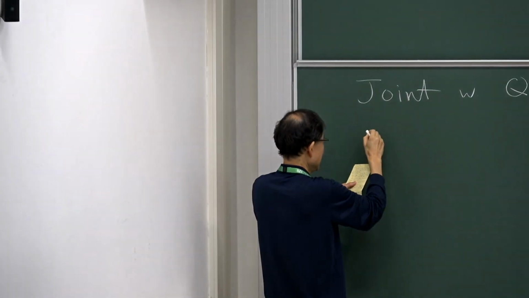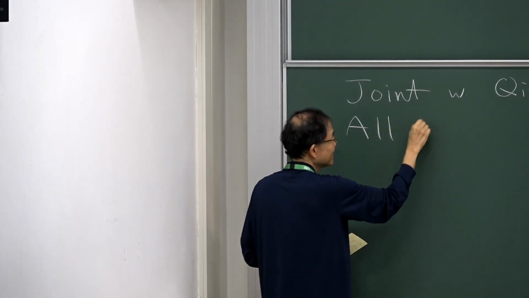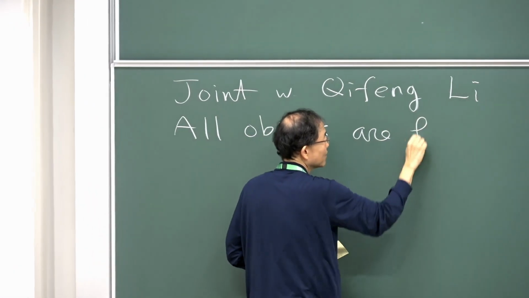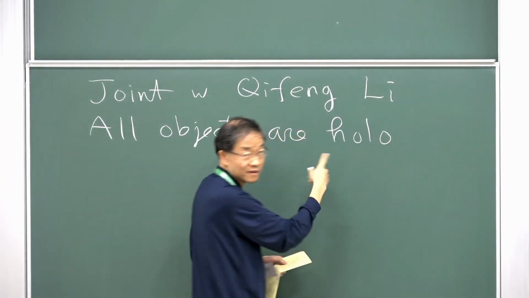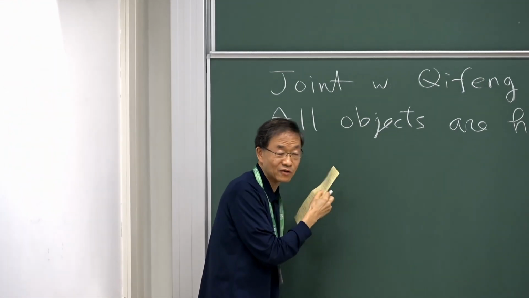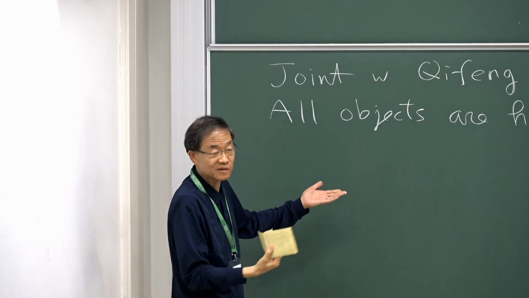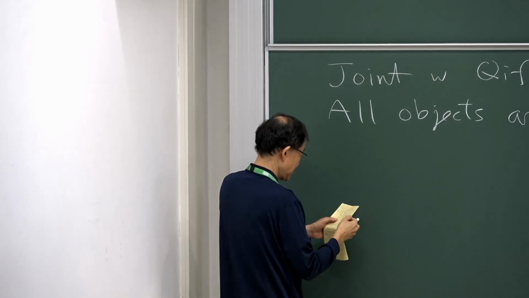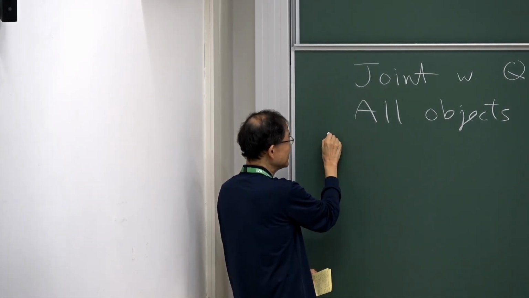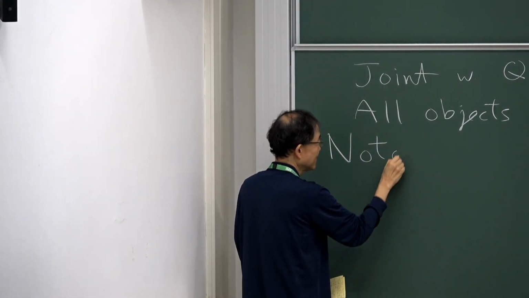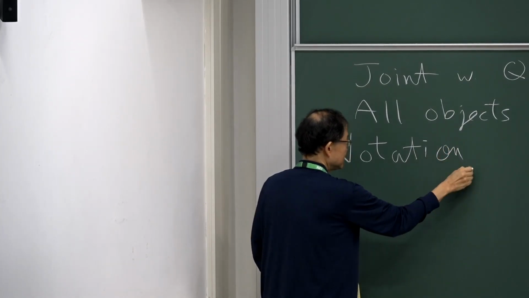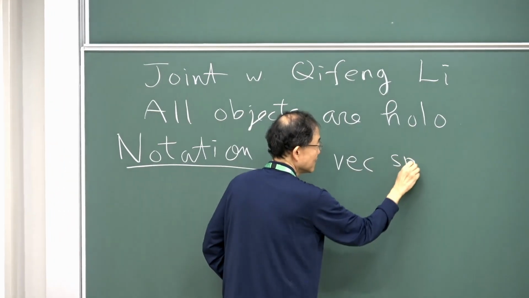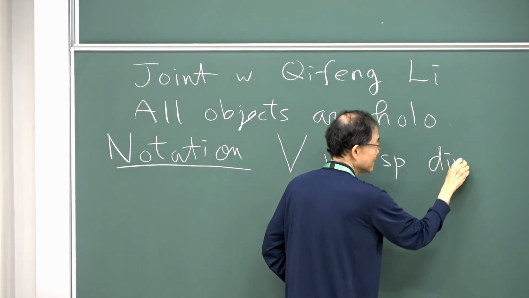And all objects in this talk are holomorphic over complex numbers. Some of them naturally hold in the analytic category, even simple, but I prefer the holomorphic category. So let me start with fixing some notation. V is a vector space of dimension n.